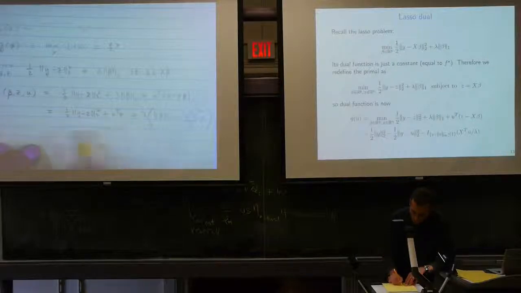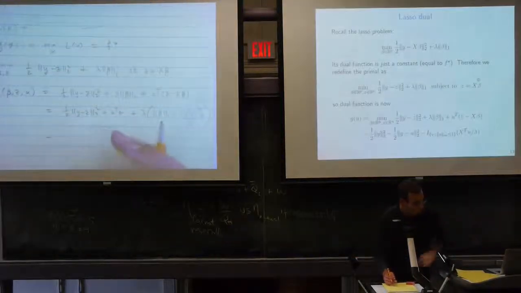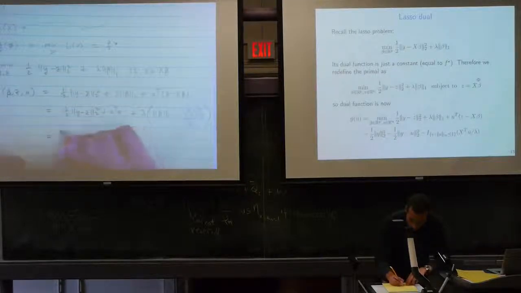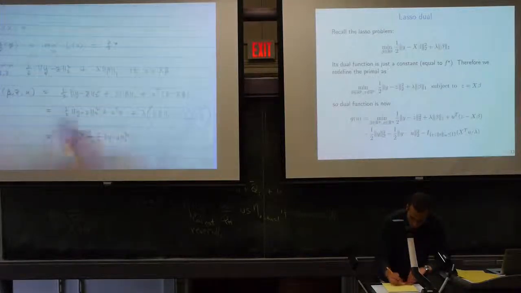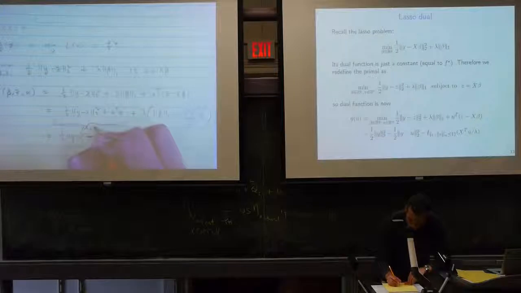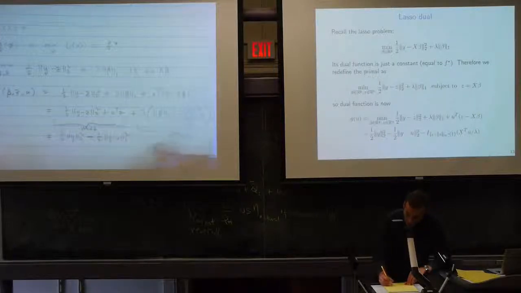So this one, I'm just going to tell you what it is since we're running out of time. But you can easily check this by taking the derivative, setting it equal to 0, plugging in for the optimal value, or also using conjugates. But this is equal to 1/2 y squared minus 1/2 y minus u squared. So when I minimize this over z, I get this. It's a function of u alone. How about this part? I need to minimize this over beta.